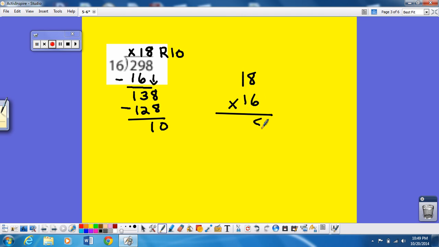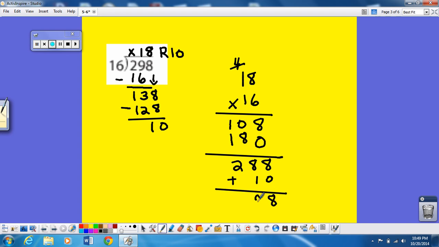6 times 8 is 48. 6 times 1 is 6 plus 4 is 10. Bring down your placeholder. 1 times 8 is 8. 1 times 1 is 1. Add them up. 288. Now add my remainder. Plus 10 equals 298. And you know you are correct. Alright, let's try another one.